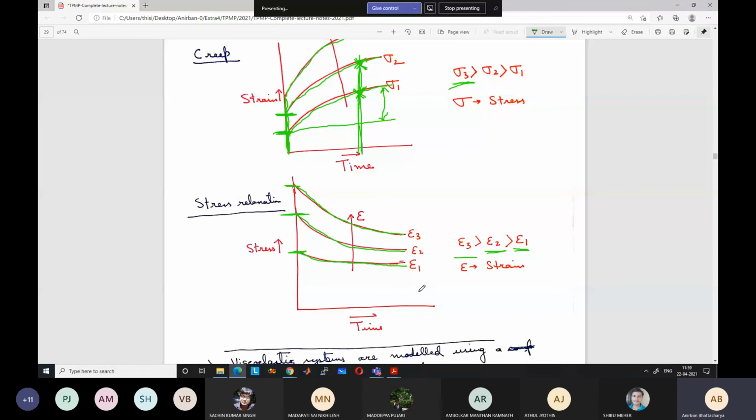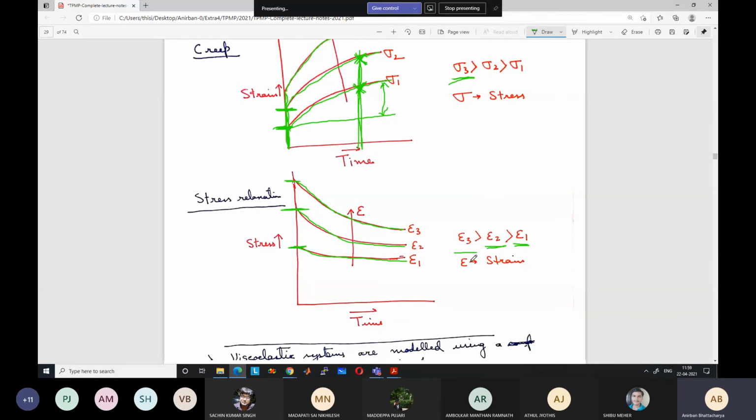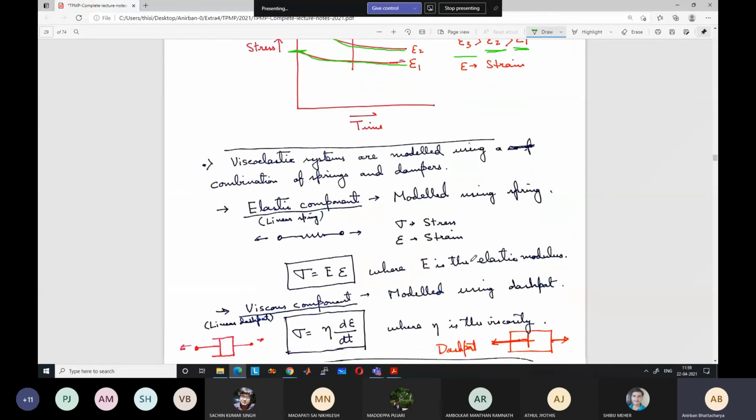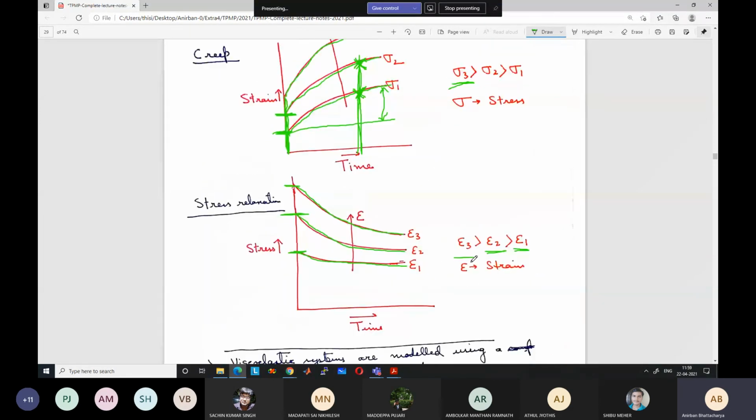Both are similar types of behavior, but manifested in different ways, because in one case you are holding stress constant, in another case you are holding strain constant. But in both cases, the material is basically relaxing with time. The ability to hold stress is relaxing with time. So we will stop here today, and we will continue this discussion in the next class.